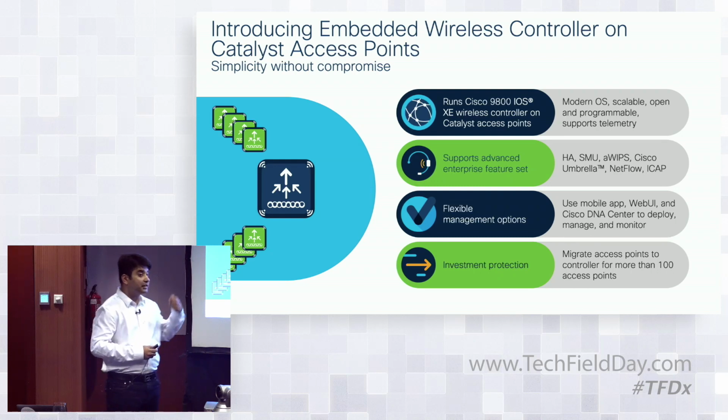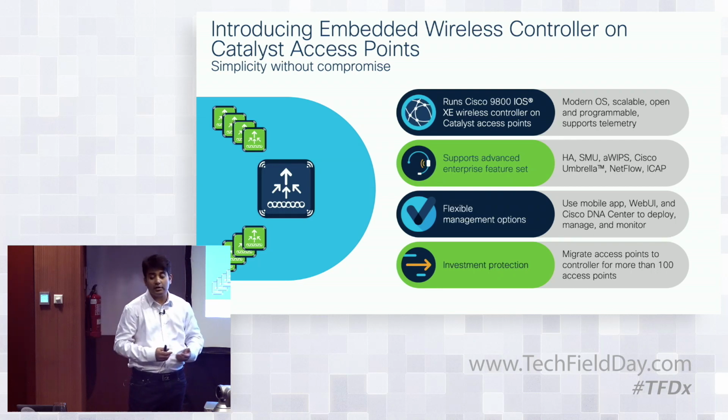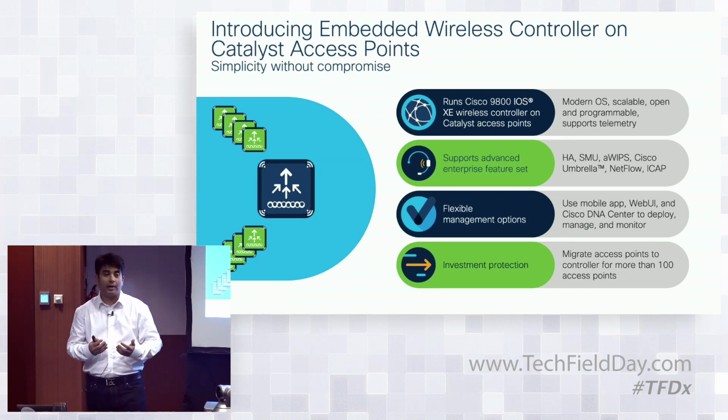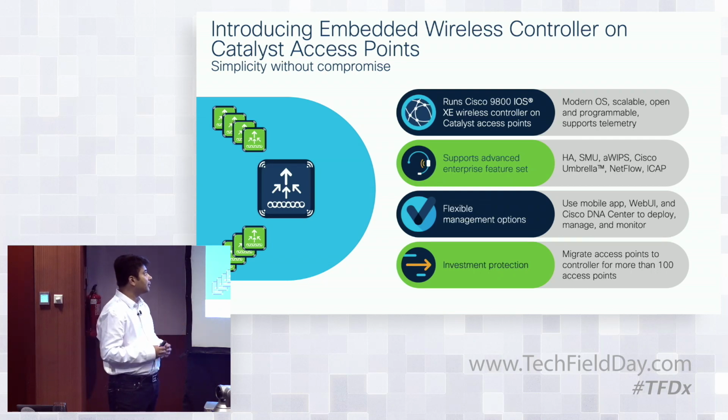If you look at it, it runs the same 9800 operating system, IOS XE, which I'm running on an appliance, which I'm running on a virtual cloud. I'm also running it on an access point. Now, IOS XE, as you all know, is a very modern, scalable, open and programmable operating system, which is now running on a Wi-Fi 6 access point and supports telemetry.